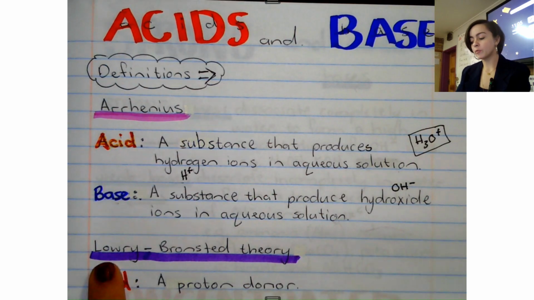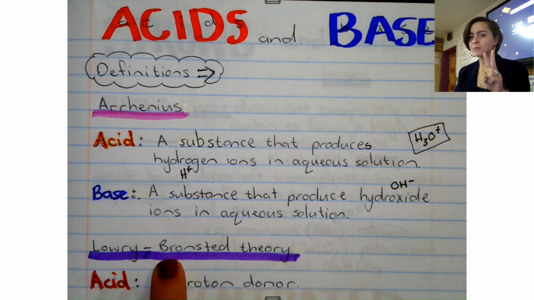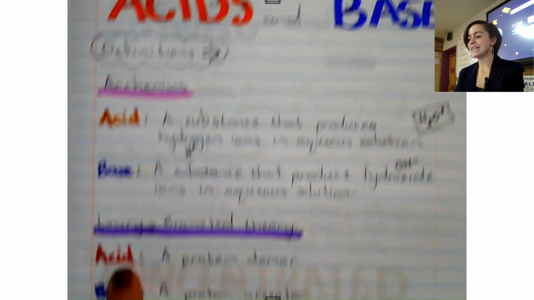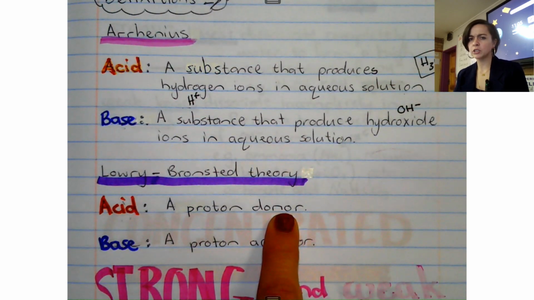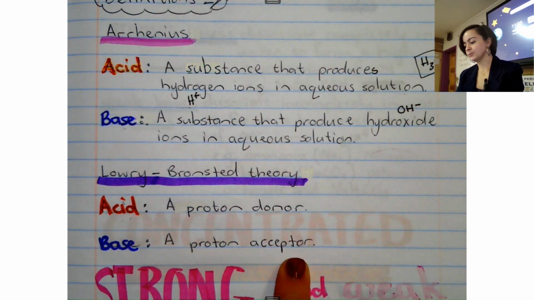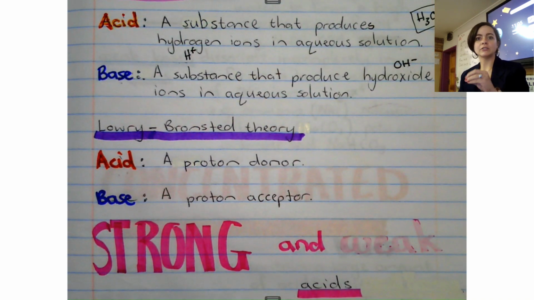Then we get to Lowry and Bronsted. This is the short version. Even though it's two names, it is the shorter definition. In this case, an acid is a proton donor. Why a proton? Because that's what a hydrogen is if you remove the electron. It's basically just the proton. Then a base is a proton acceptor. When we do the conjugate acid-base pairs, you'll see where that comes in, especially.